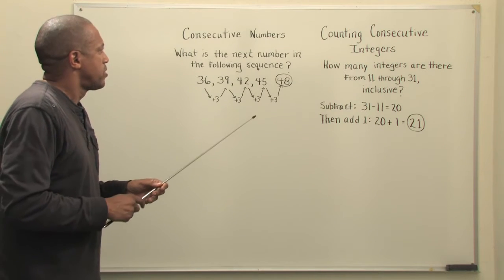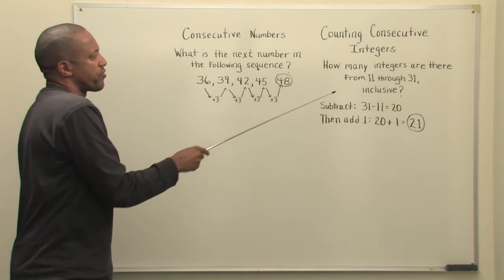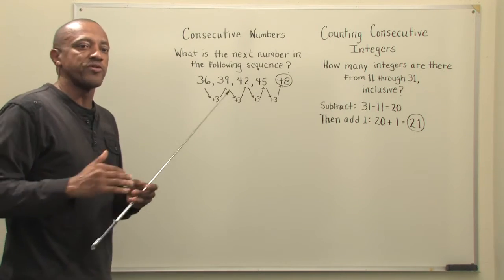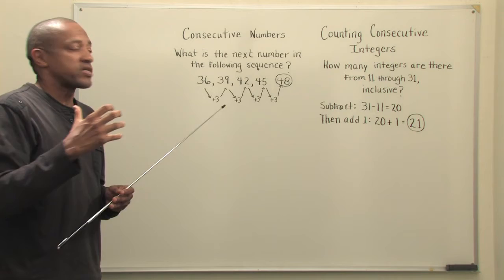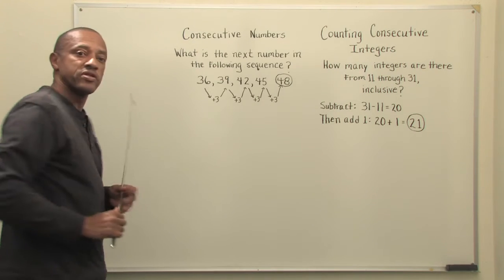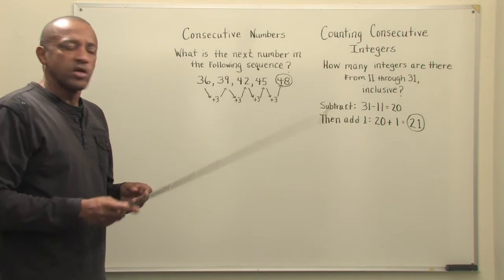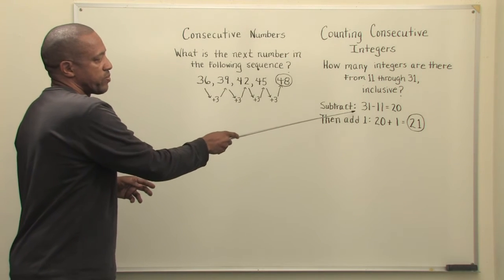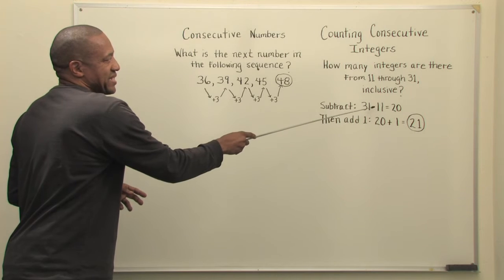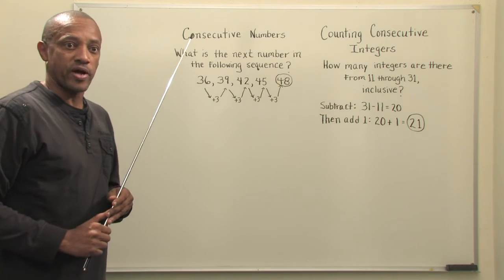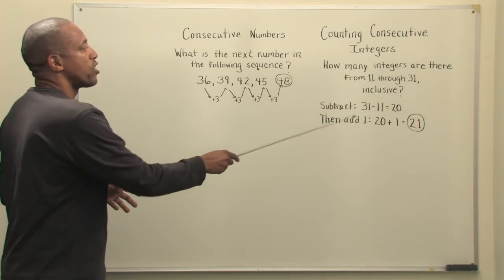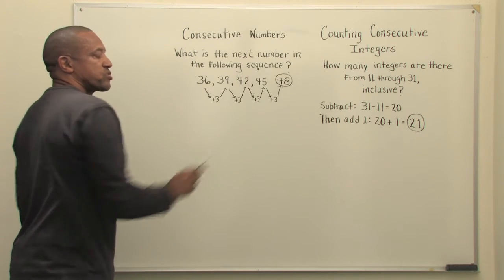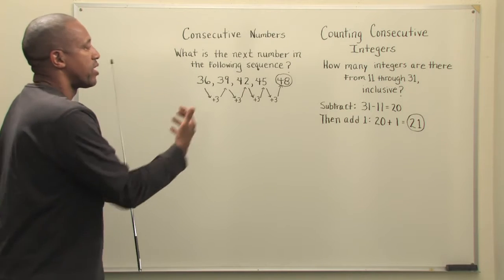I always say that. Okay, for the next problem, how many integers are there from 11 through 31 inclusive? That's one of the key words, inclusive, meaning you have to include 11 in your answer. To get the answer to this problem, you first have to subtract 31 minus 11 and you get 20, okay? Then you add 1 because you include 11, and 20 plus 1 equals 21. Again, this is basic math.